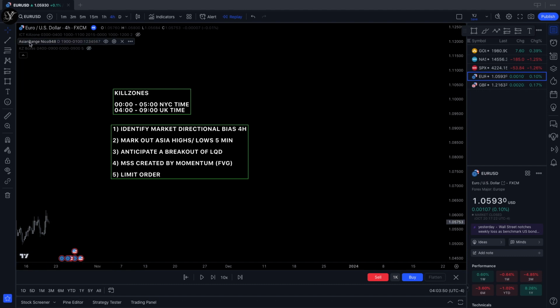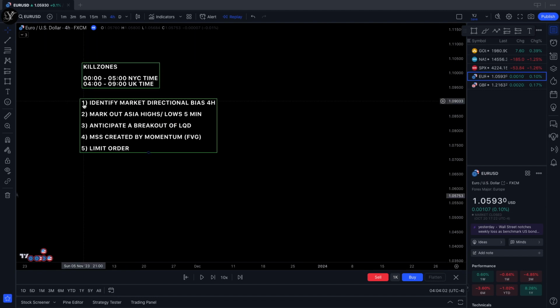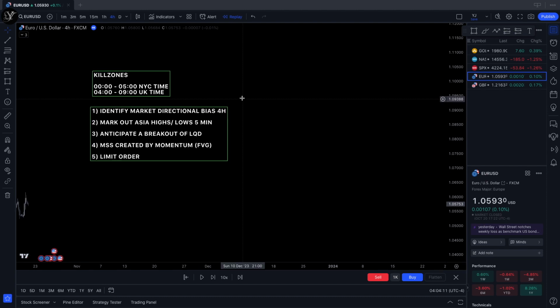We also want to have this indicator right here, Asian range by Nico 948. This is going to help us mark out our Asian highs and Asian lows. So the first thing we want to do is identify market's directional bias. We want to do this on the 4-hour or 8-hour or whichever higher time frame you choose.